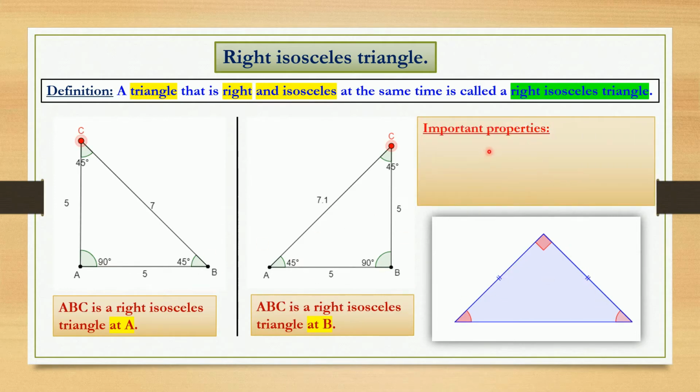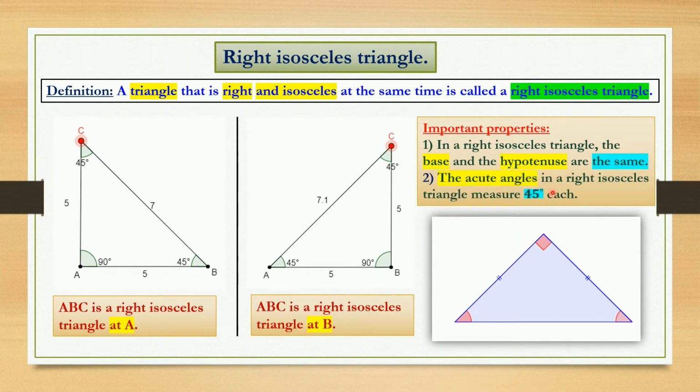Important properties. In a right isosceles triangle, the base and the hypotenuse are the same. Of course, here AC is the hypotenuse of this right triangle. Also, it's the base of this isosceles triangle. So AC is a base and hypotenuse at the same time. Same here for CB. CB is the hypotenuse and the base of this right isosceles triangle CAB.